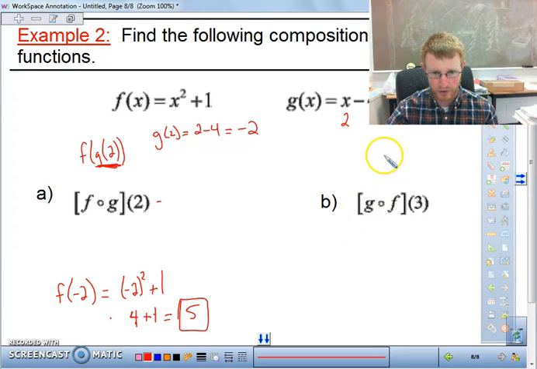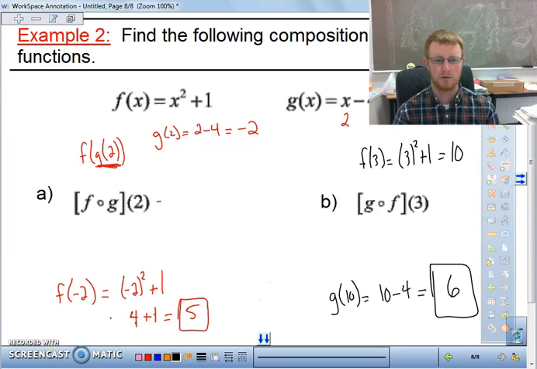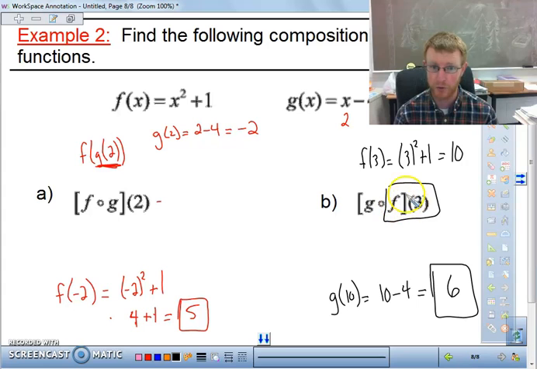So why don't you try this one on your own? You have g of f of 3, and see how that turns out. So hopefully you got 6 for your answer. In this case, we have f of 3. So we plug our 3 in for x. So 3 squared plus 1 is equal to 10. So the f of 3 was equal to 10.